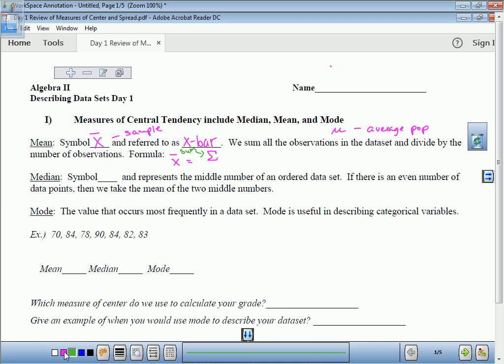To find the sum of all the pieces of data, and what we use to represent all the pieces of data is X, our entire data set. Then we divide it by how many pieces of data we have. Well, n represents the number of pieces of data.